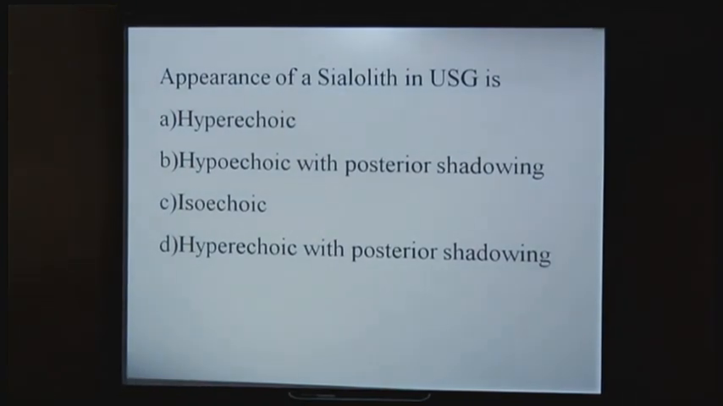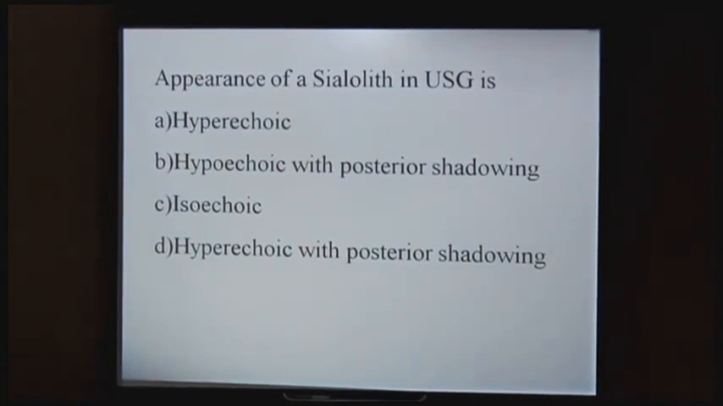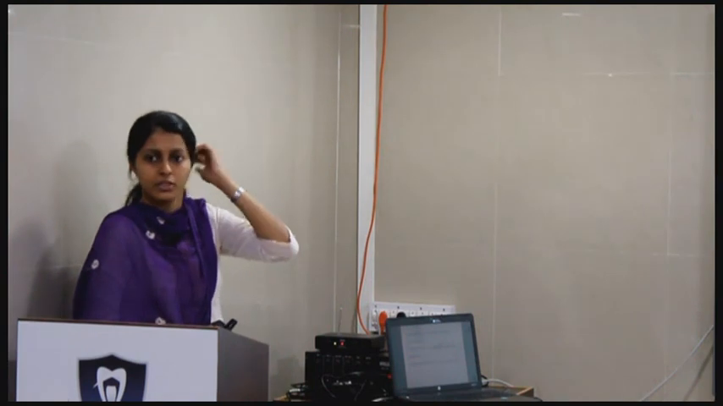Okay. The appearance of a sialolith in USG is described as... whatever echogenicity they are talking about, they are comparing with the surrounding normal structures. If it is hypo, from the surrounding it is of less enhancement. If you are saying hyper, from the surrounding normal structure it is more enhancement. If you are saying iso, it is the same enhancement. You do not see a difference between the pathology and the normal tissue. So the description for a sialolith is D.